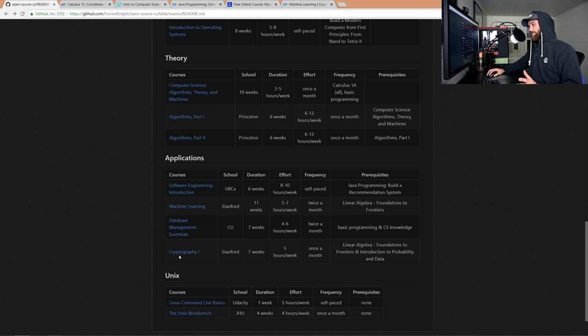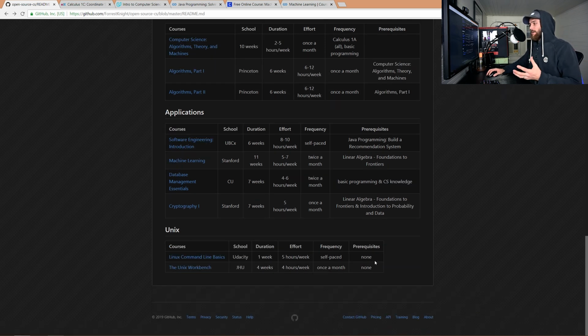And then cryptography. So cryptography, that's, you know, fun little code, decipher codes and stuff like that, but on a grander scale. And then UNIX. UNIX is very basic work. That's why the prerequisites are none. And these are two that I found that I tend to like. And this is the only one that's not offered by a university. It's offered by Udacity, but it's only 1 week, 5 hours, I believe.